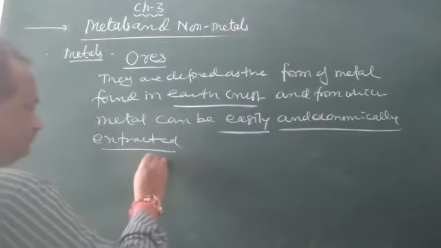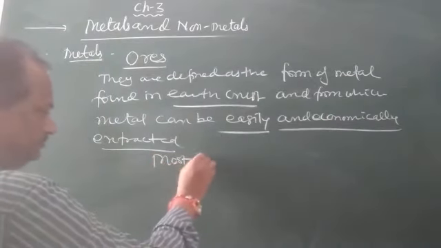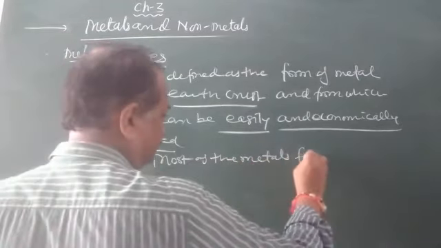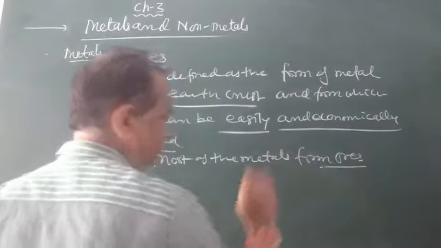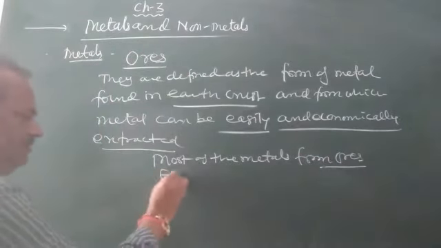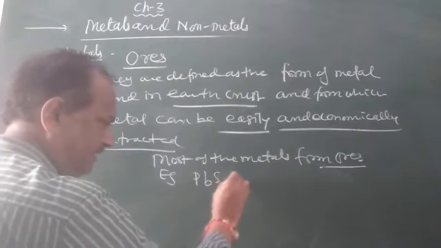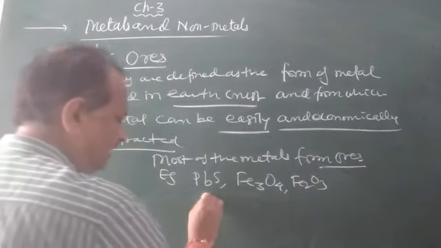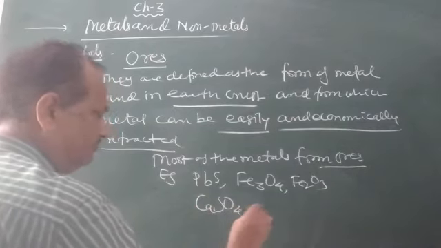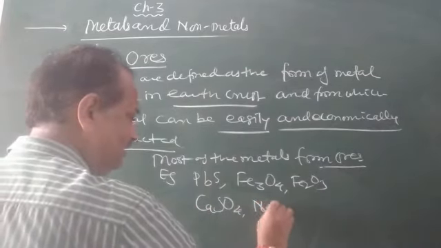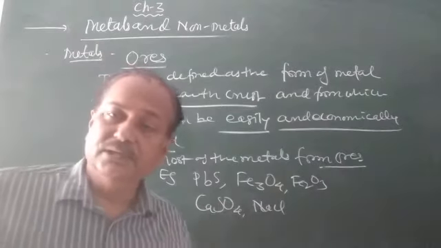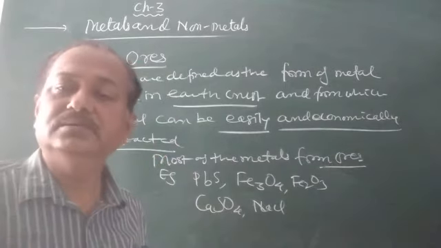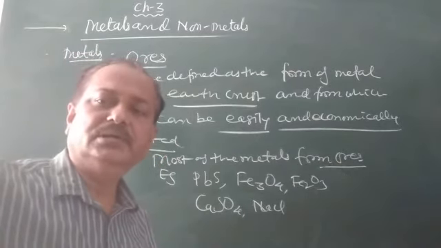Most of the metals form ores. Examples like Fe3O4, Fe2O3, CaSO4, then NaCl, they all are ores from which metal can be extracted by a suitable method. Now we'll see about the minerals.